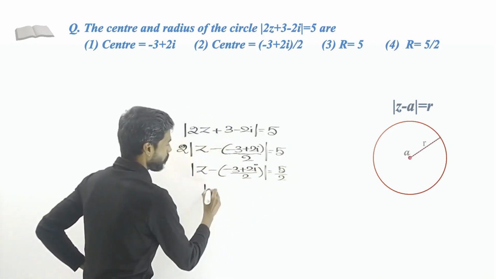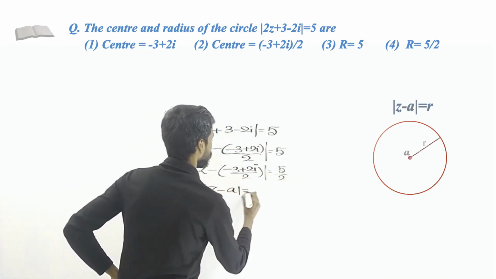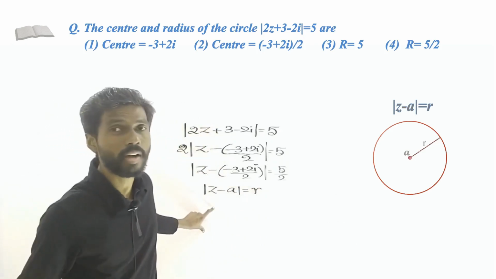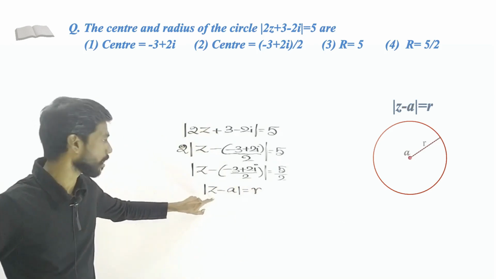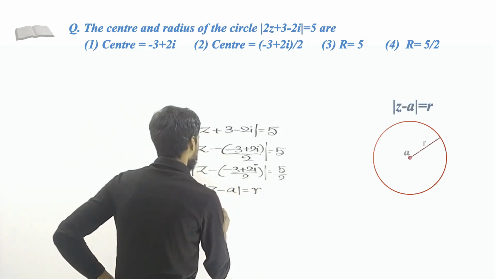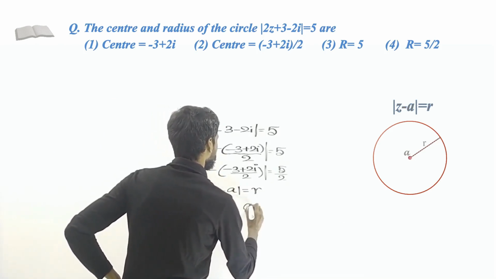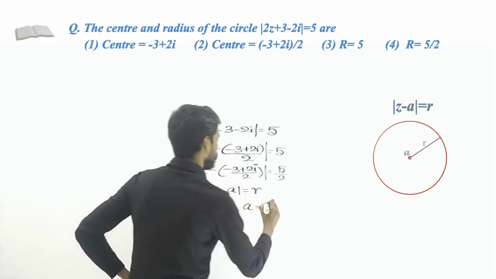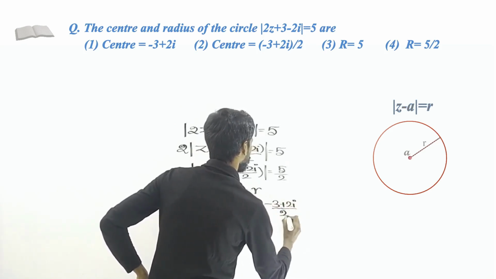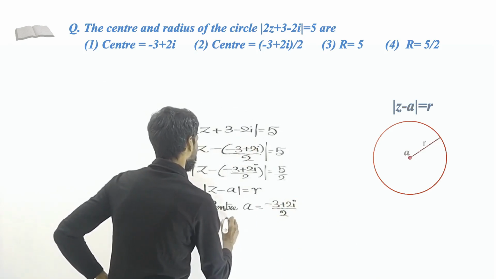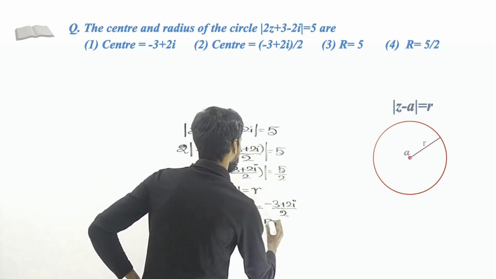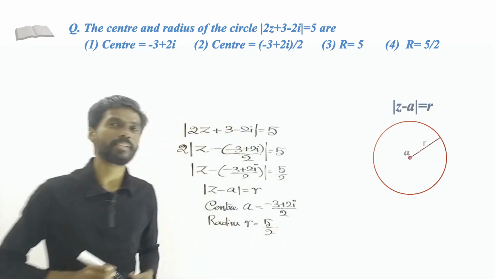Now it is of the form modulus of z minus a equal to r. Now we have brought this equation in the form modulus of z minus a equal to r. So now we know the center of this circle, that is a, and the radius is r. Comparing these two equations, we can write the center and the radius, right? The center of this circle is a, so here it is minus 3 plus 2i divided by 2. And similarly, the radius of the circle here is r, so r here is 5 by 2. So that's all. That is the center and radius.